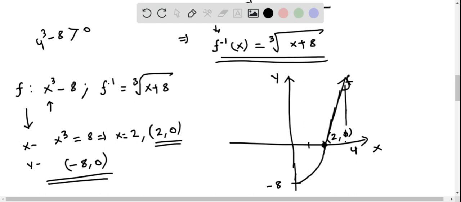And now let's put in some value between 0 and 2. Let's say we put x equal to 1. If we let x equal 1, this will be 1 cubed minus 8, which is a negative number.